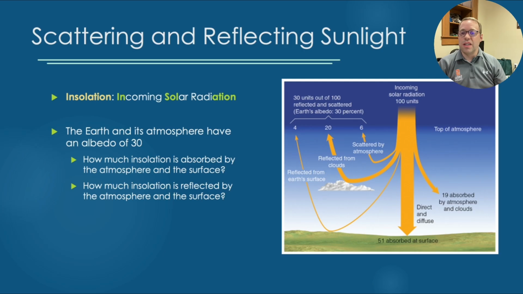Well, what happens to the other 70%? Well, it's absorbed either by the atmosphere and the clouds, in this figure about 19%, or it's absorbed at the surface itself, in this figure about 51%. 51 plus 19 gives you 70%. Now, this is a very basic look at the budget of energy, the radiative equilibrium that we have been talking about. But in the next video, we'll dive deeper into the energy budget and see exactly how it works and the role of weather in maintaining that balance.